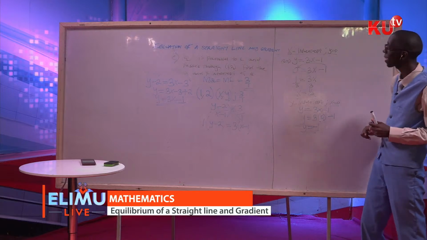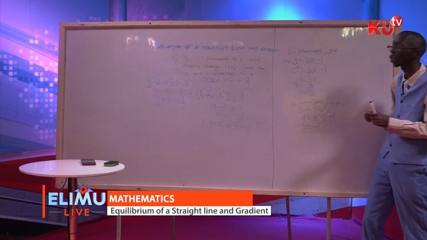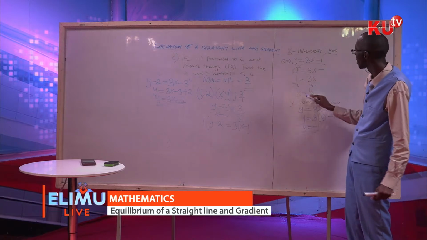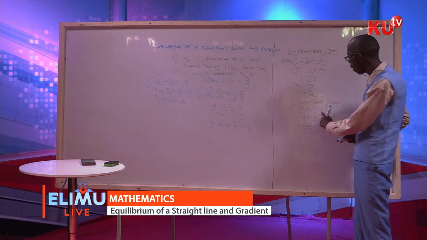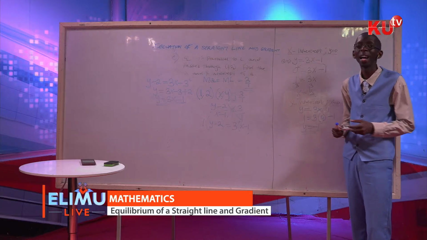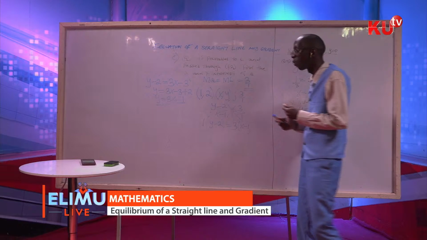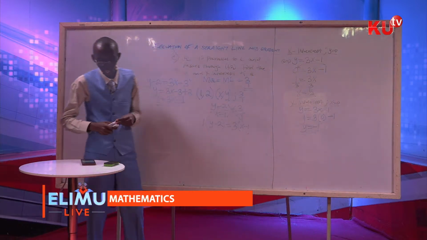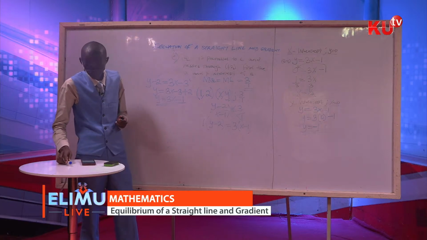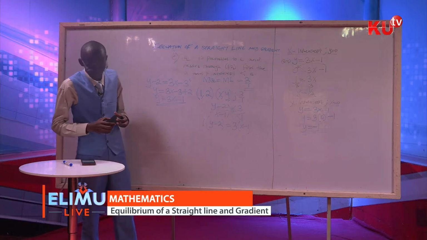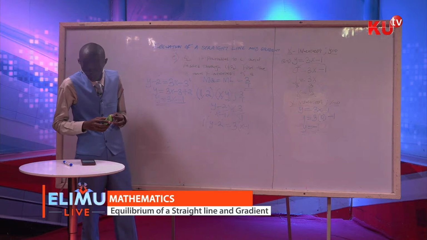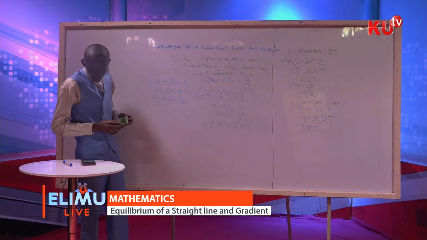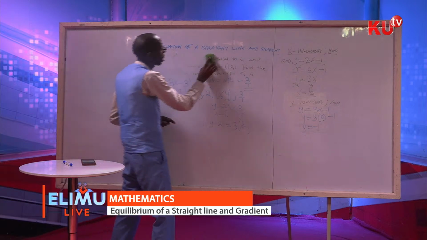Therefore, the x-intercept of our equation of Q, or line Q, is 1 over 3, and our y-intercept is negative 1. Now, the last question in that question is: find the point of intersection.